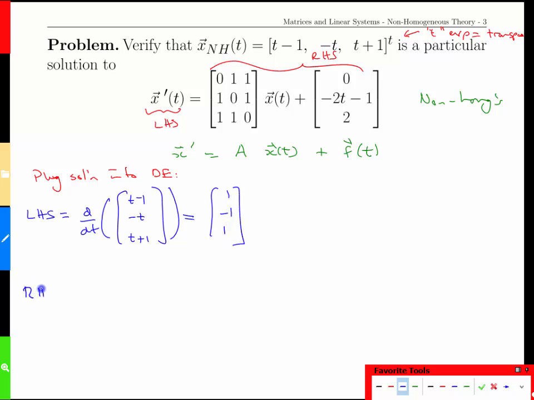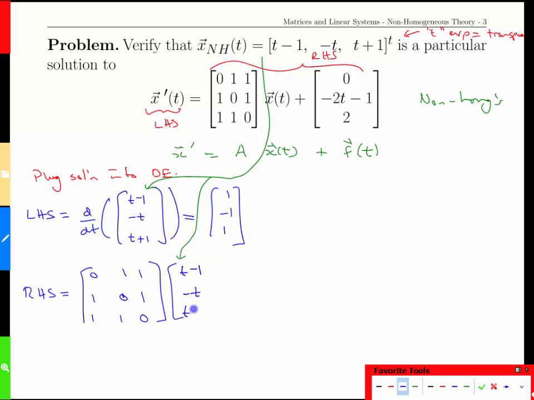What does the right-hand side look like? Well, the right-hand side is our matrix 0, 1, 1, 1, 0, 1, 1, 1, 0, times, again, we're putting the solution into the left-hand side, and we're also putting it into the right-hand side where x is. So we get t minus 1, negative t, t plus 1. But now, because it's not homogeneous, we have this extra term here. So I'll have 0, negative 2t minus 1, and 2. So the key thing is this is where we put our x, in this case the non-homogeneous part of the solution here.